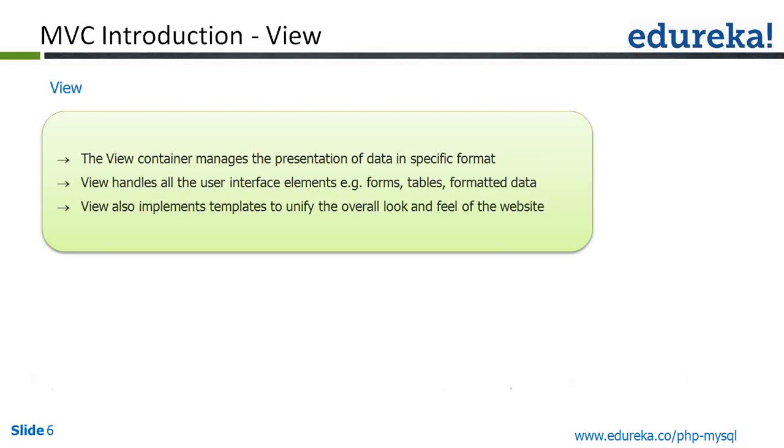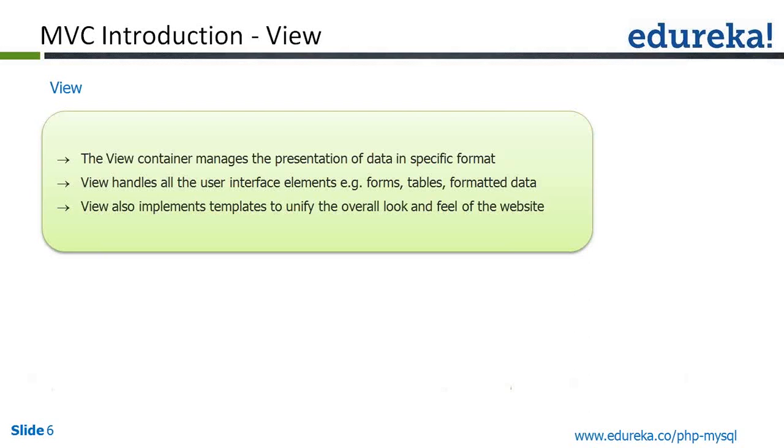The view manages what is coming to the client. That's the one-word definition I told you: the presentation of data to the client is called the view. The view container manages the presentation of data in a specific format. The view handles all the user interface elements like forms, tables, formatted data. The view also implements templates to unify the overall look and feel of the website. Whatever comes to the client is called the view.